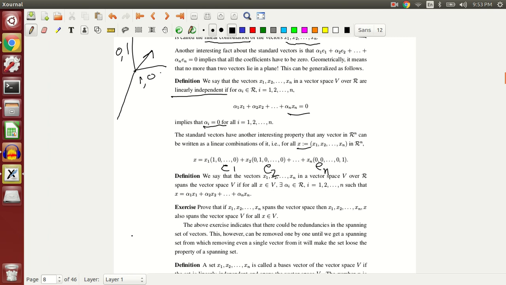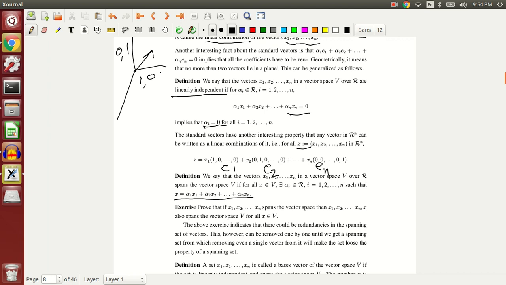Okay, another definition that we should be aware of is the definition of a spanning set. So we'll deal with it here. We say that vectors x1, x2, xn in a vector space V over R span the vector space V if for all x that belongs to V, there exist alpha i that is part of R, where i takes the value from 1 to n, such that they form a linear combination.